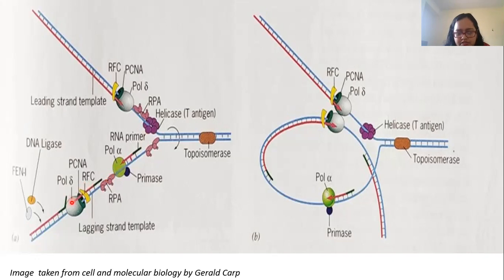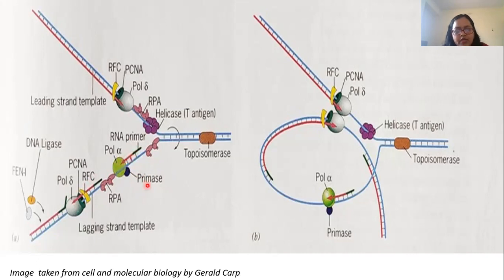So in order to synthesize those short segments of DNA, a primer is also required. Polymerase alpha along with the primase enzyme will synthesize the RNA primer. So this RNA-DNA primer would be synthesized, and at the 3' end of the RNA primer, polymerase alpha will add nucleotides to it.